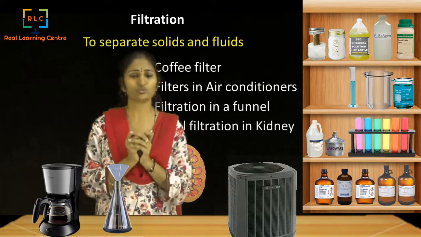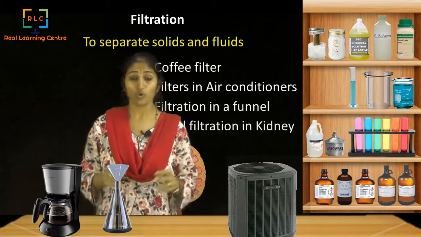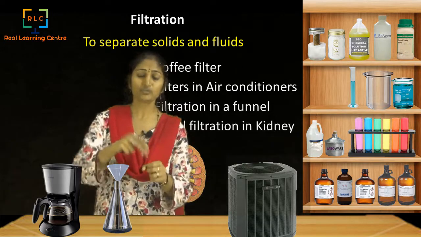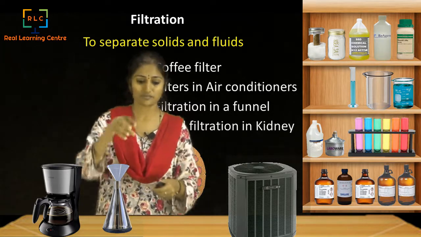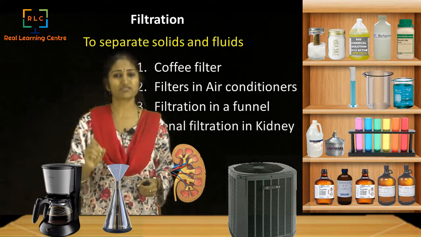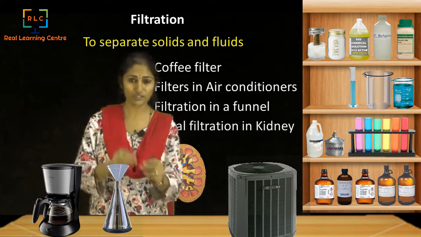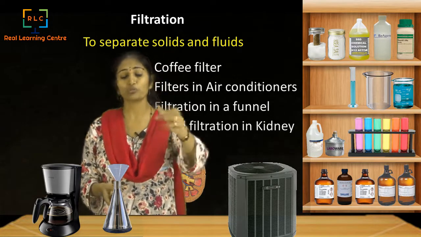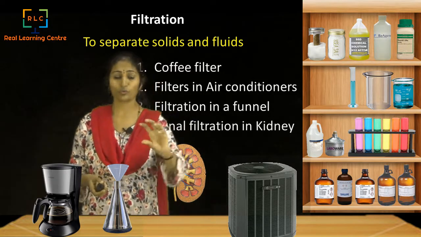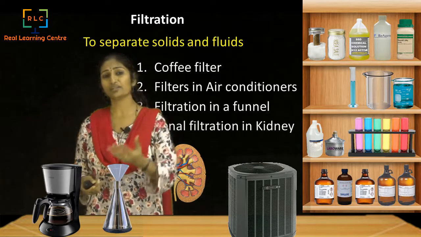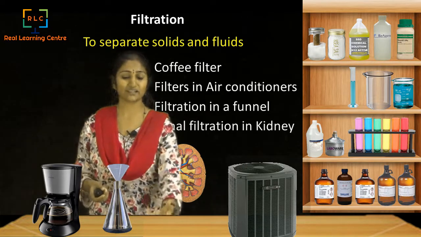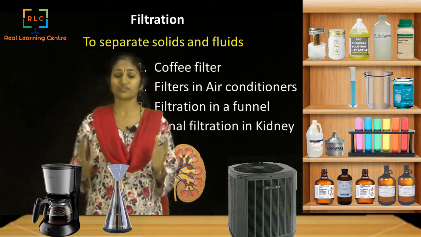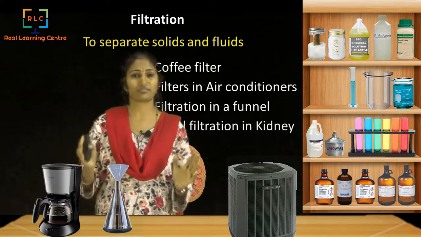This is widely used in our laboratories as well. What we do is we take a small funnel, and into this funnel we put a paper which has a very specific pore size. I am going to fold it, put it into the funnel, and then pour in the liquid that has to be filtered. All the solids would be collected in the filter paper, and all the liquid which is poured down is collected in the flask kept below the funnel. So this way we can use filtration to separate solids from fluids.